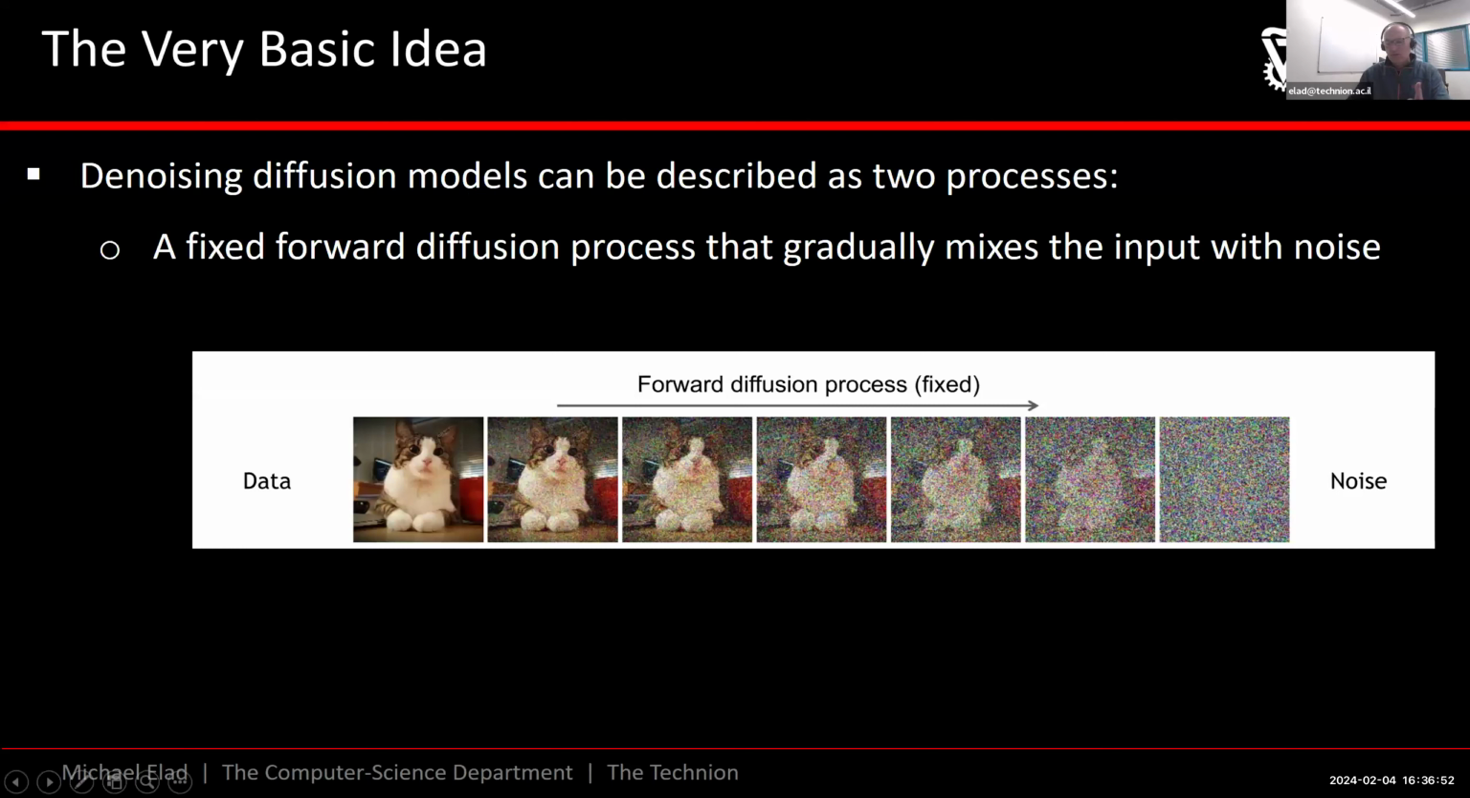You start with a good-looking image. You draw a good-looking image from the distribution of images, and you gradually mix it with noise up to the point where it vanishes and you have pure noise or almost pure noise in your hands. This is the forward process. We will define it mathematically in a second. It will be very clear. There is nothing to learn here. It's very simple. And then we will learn the reverse.